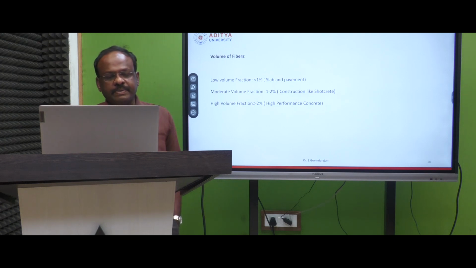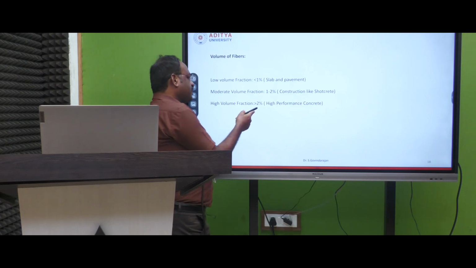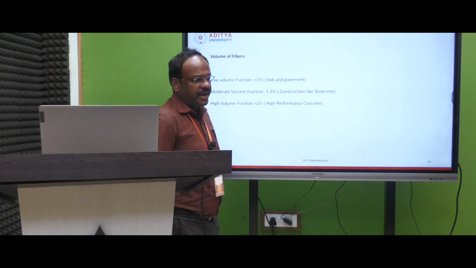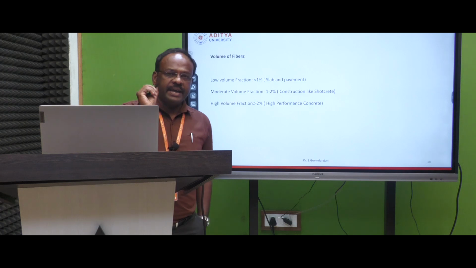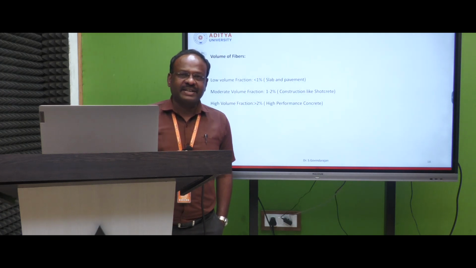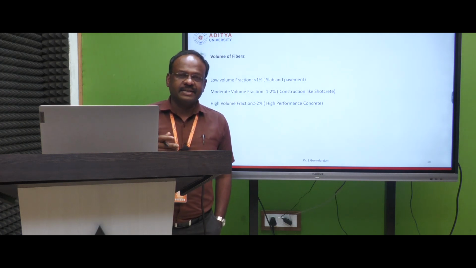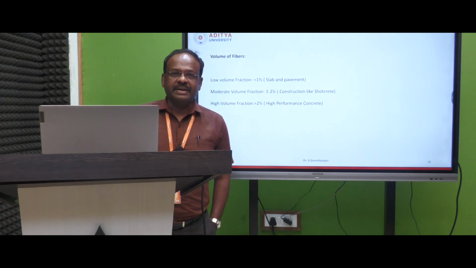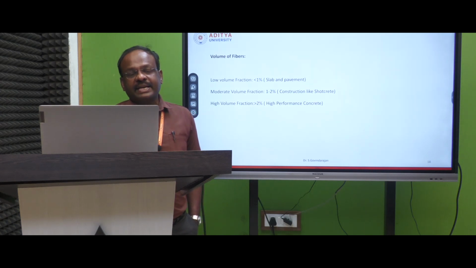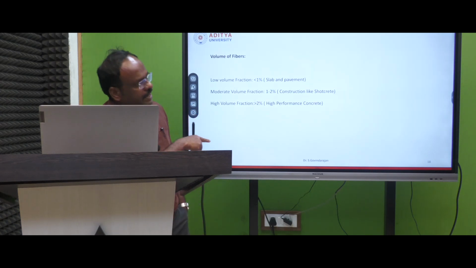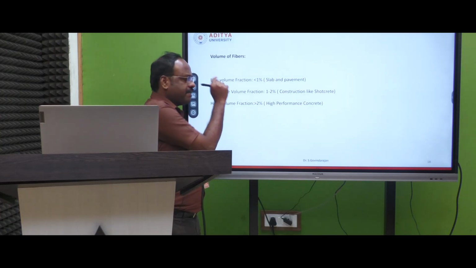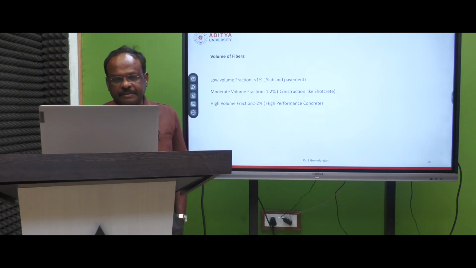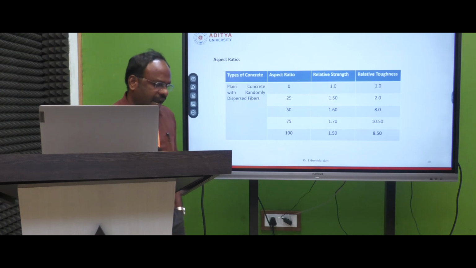Now I move on to the third one. For high volume fraction, the value will be greater than 2%. This type of fiber surely plays a role in high performance concrete. Normal concrete is there, then high performance concrete, and the third one, ultra high performance concrete, is also available, right? In ultra high performance and high performance concrete, this third one, high volume fraction, acts, because the value is greater than 2%. And this is the main thing for aspect ratio.